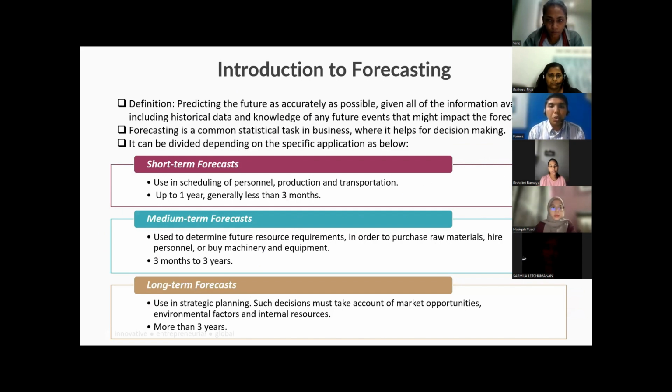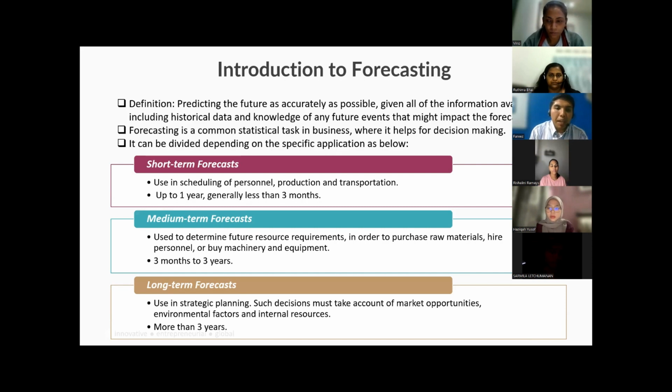This is the introduction to forecasting. The definition of forecasting is predicting the future as accurately as possible, given all the information available, including historical data and knowledge of any future events that may impact the forecast. Forecasting is commonly used in statistical tasks in business for decision making.